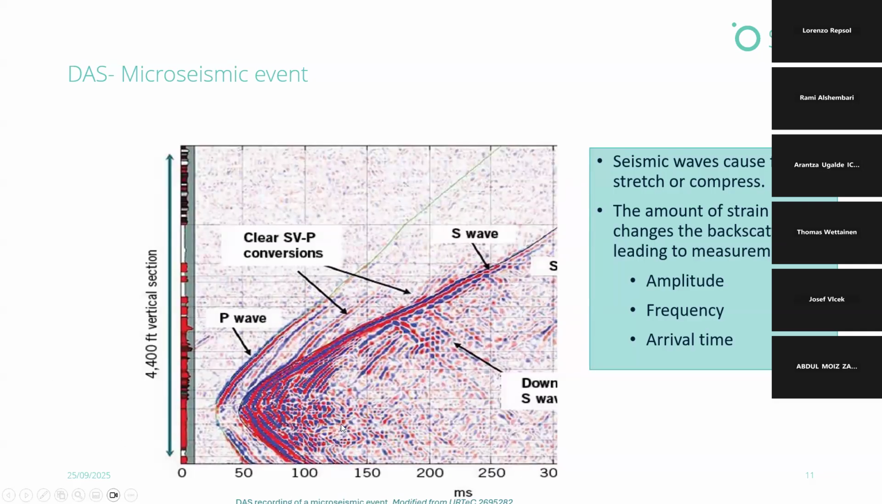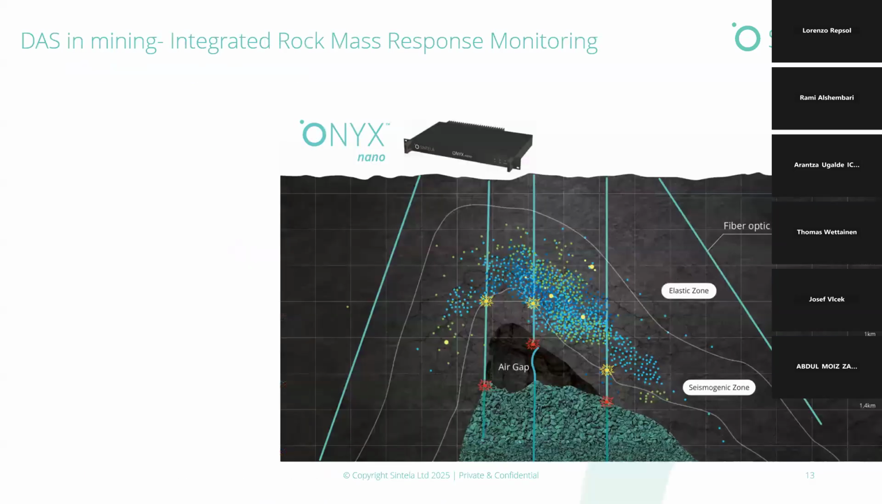So basically, every time a seismic event hits the fiber, it causes the fiber cable to compress or stretch very slightly, very sensitive. And the energy of that seismic event dictates how much strain we get in that fiber, and that changes the backscattered phase. And from that, we can measure the amplitude, frequency, and arrival time of that seismic event.